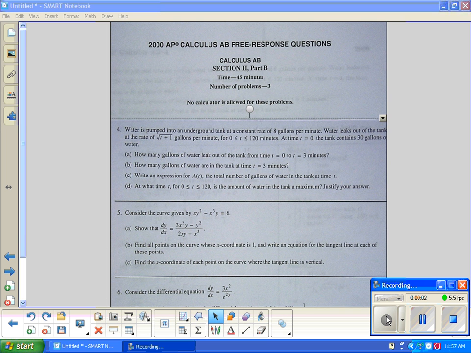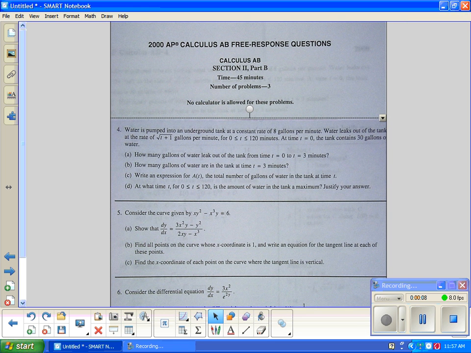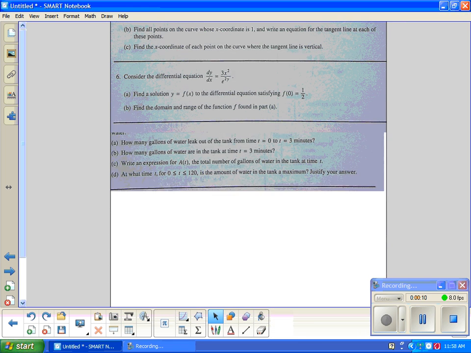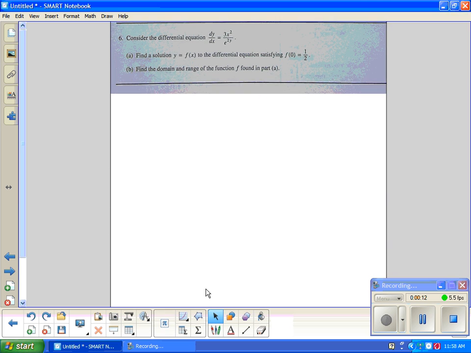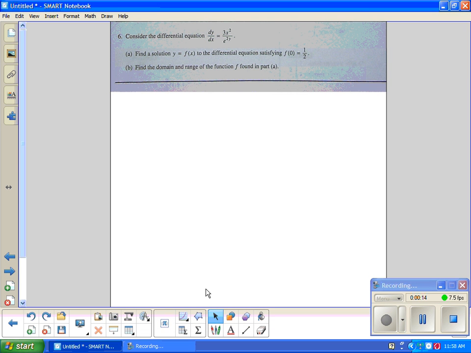2000, free response. Question number 6 is what we're going to do. Part B, no calculator allowed. So if I move question 6 up to the top, so we can see 6. It says consider the differential equation dy/dx equals 3x squared over e to the 2y. There are only 2 parts, so again, this to me means you've got to be really careful. A lot of points here in just 2 parts.